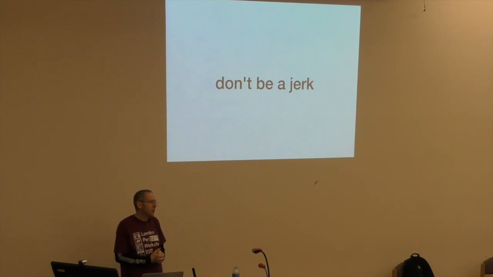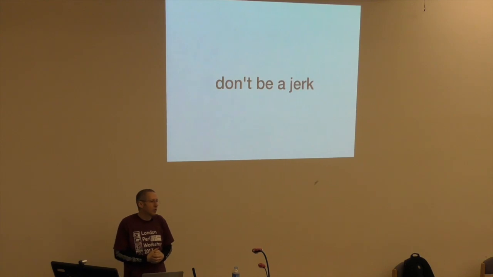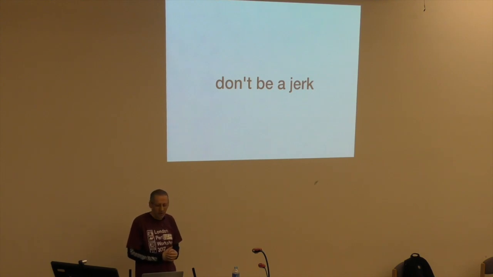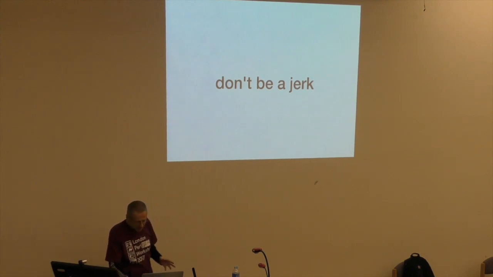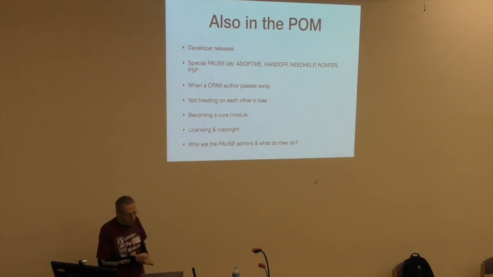Every now and then scenarios come up though, and there have been a few historically, and it was going through those that let us identify things that we needed to put into the PAWS operating model. It's just version 1. If there are scenarios you think aren't covered, please let us know, send us a pull request. There are some other things covered in the PAWS operating model: what developer releases are, the benefits of them and how you do them, some special PAUSE IDs. I already mentioned the adopt me one.